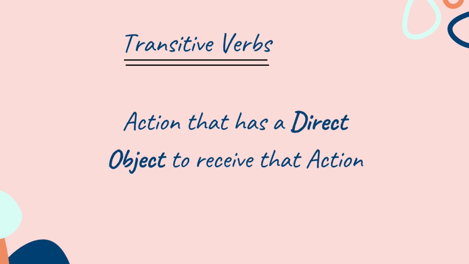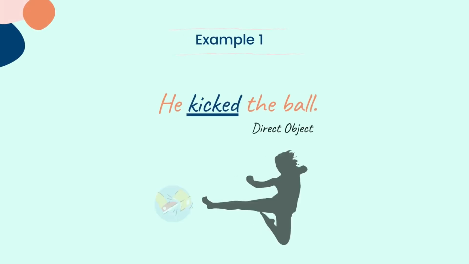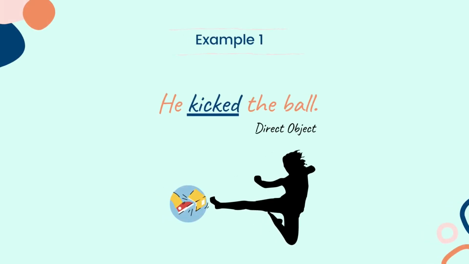Number 1, transitive verbs. What are transitive verbs? An action that has a direct object to receive that action is called a transitive verb. Let's look into examples. He kicked the ball. Here, what action does the boy perform? It is kicking. And he kicked what? He kicked the ball. So the ball is the direct object receiving the action. So the verb kicked is a transitive verb.